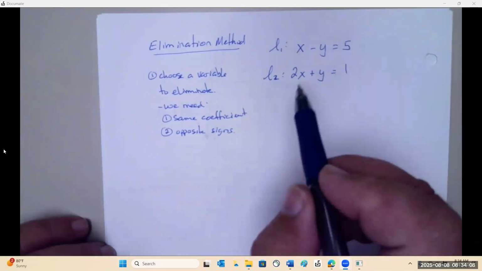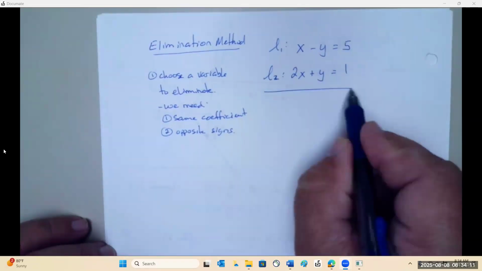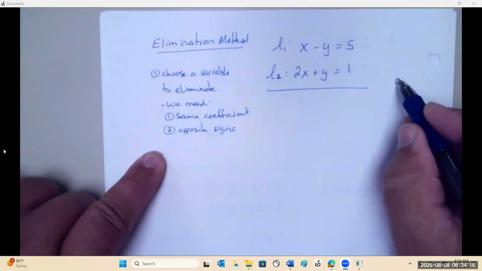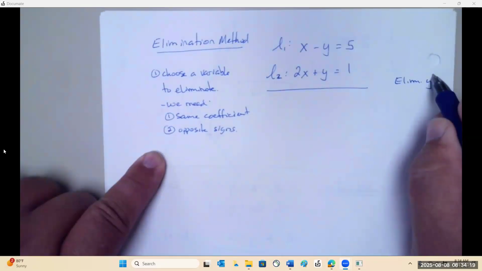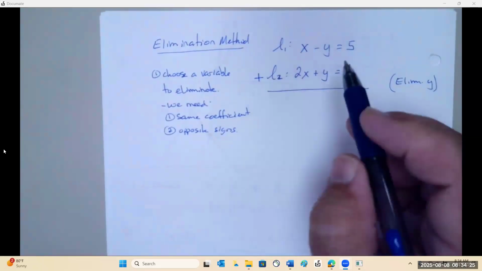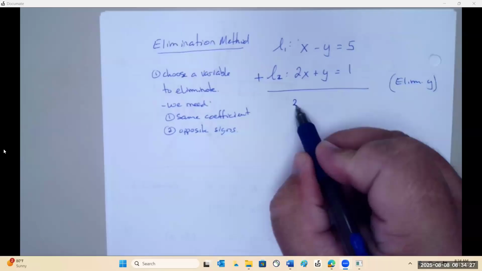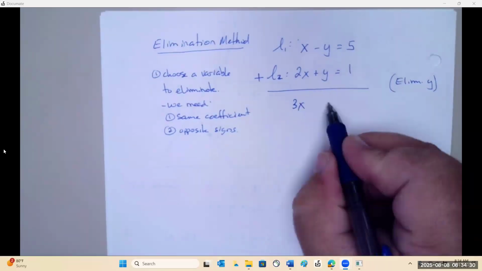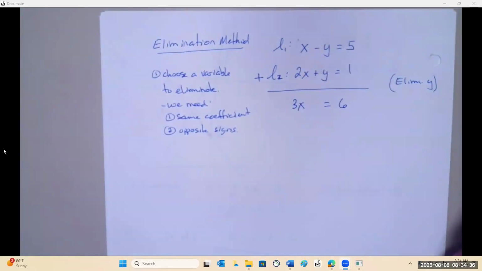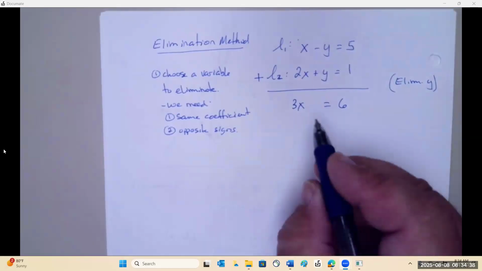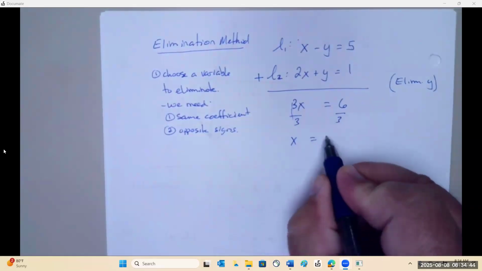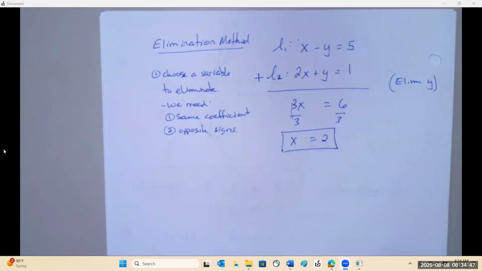So this first one, if we add these two lines together, because we're trying to get rid of the y, eliminate y. So if we add these two lines together, 1x plus 2x is 3x. The y's cancel. 5 plus 1 is 6. Solve for x. X equals 2. So we have the value for x.